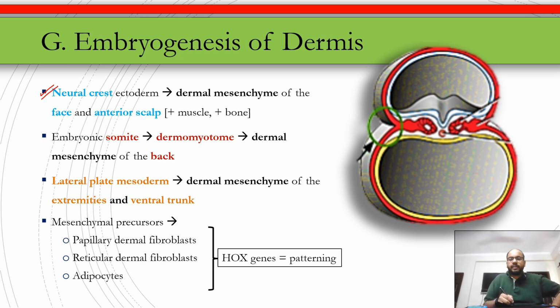Clear? Now, lateral plate mesoderm. The one labeled in black now is the lateral plate mesoderm, which will give rise to the dermal mesenchyme of extremities and ventral trunk. So this is the ventral trunk. Okay, so that is how dermis is derived from different sources.